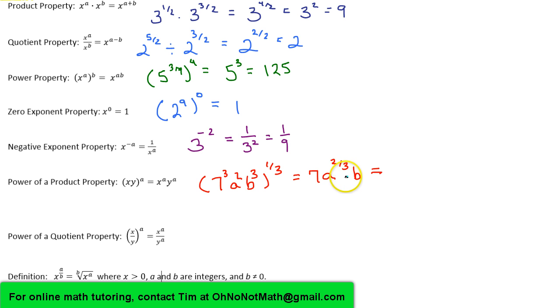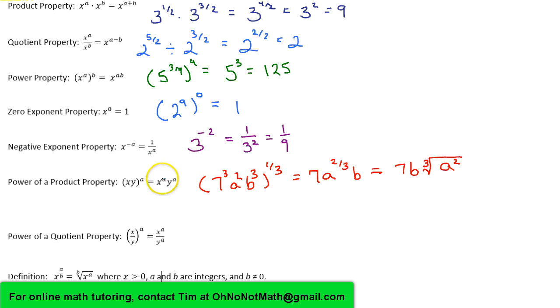Okay, so my 7 and my b I'm going to leave in front of the radical. So that's going to be 7 times b times this radical expression, which is going to be a raised to the power of 2, and the index of the radical will be 3.